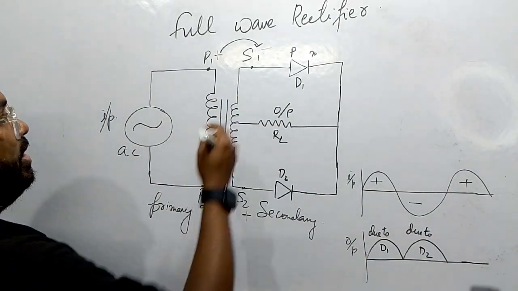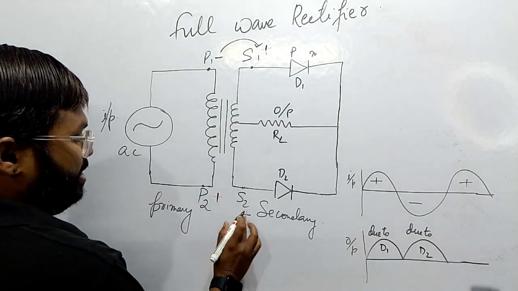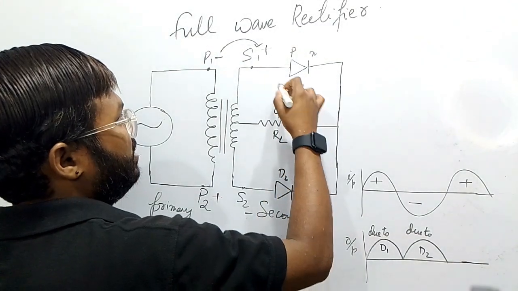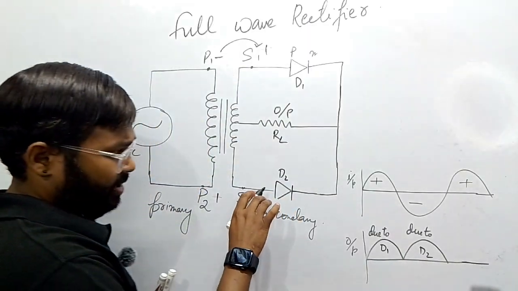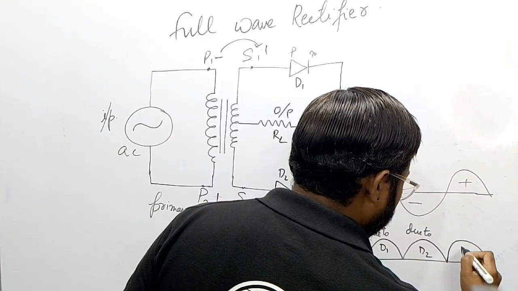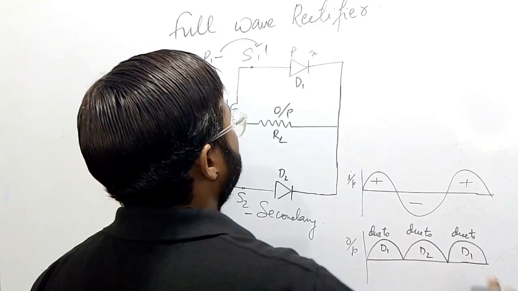Again for the next, here minus, here plus, here plus, here minus, here you'll get a positive half cycle because this is forward bias. Here this is negative, a reverse bias, so you won't get any cycle here. So due to D1, D2, D1, D2.